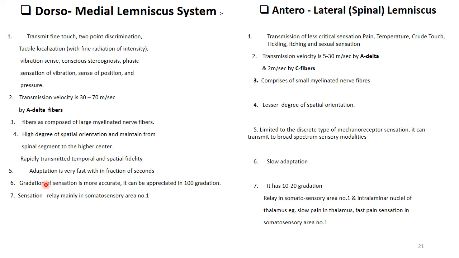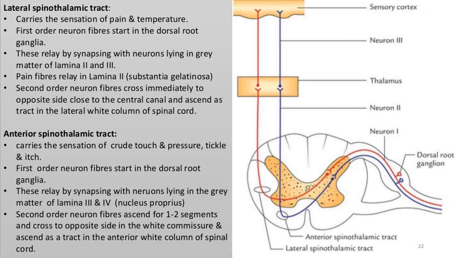Adaptation is very fast, gradation of sensation is more accurate, and they mainly reach the somatosensory area number 1. Gradation is not very accurate, slow adaptation, and slow pain relates to the thalamus, while the fast pain goes to the somatosensory area 1.